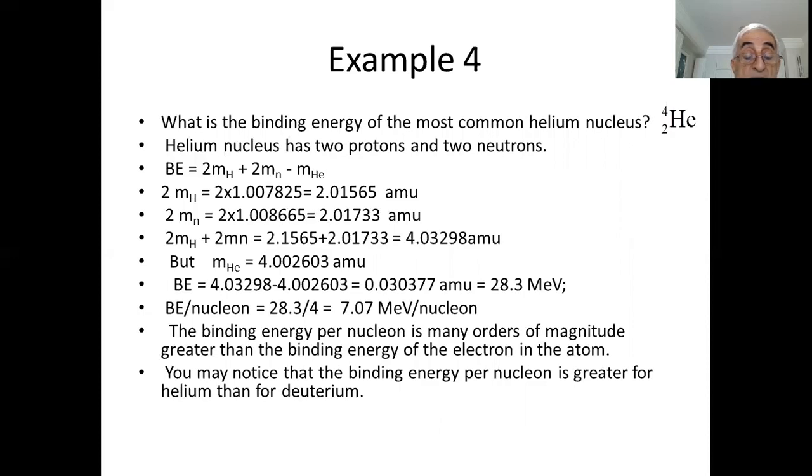4.03298 AMU. And the mass of the helium nucleus is 4.002603 AMU. And the difference, the binding energy, equals 28.3 mega electron volts. Per nucleon, it equals 7.07 MeV per nucleon. The binding energy per nucleon is many orders of magnitude greater than the binding energy of the electron in the atom. You may notice that the binding energy per nucleon is greater for helium than for deuterium because the atomic number is more.